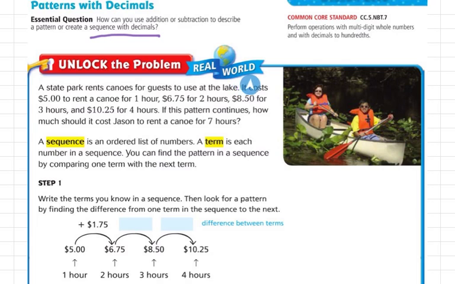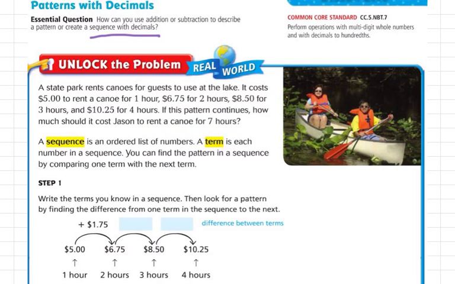We're going to start with the real world, unlock the problem. A state park rents canoes for guests to use at the lake. It costs $5 to rent a canoe for 1 hour, $6.75 for 2 hours, $8.50 for 3 hours, and $10.25 for 4 hours. If this pattern continues, how much should it cost Jason to rent a canoe for 7 hours?